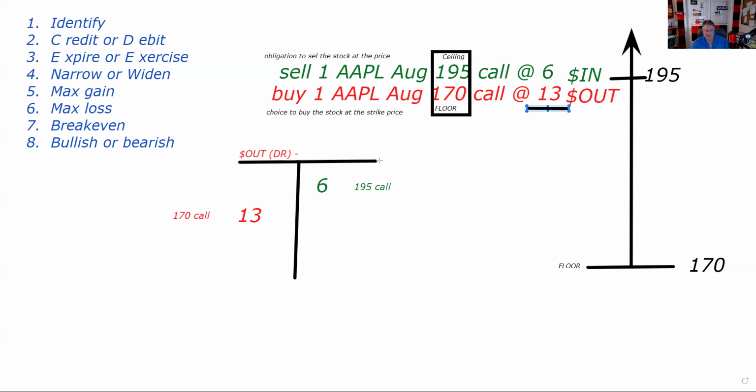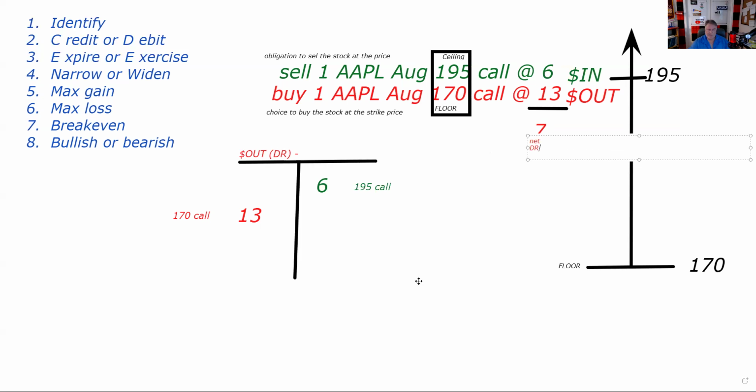And by lowering my out-of-pocket cost, I've done a couple things. I've lowered my amount of risk, and I've drawn the break even more to me. This is a debit spread of 7. So we'll put that there. We'll call that our net debit. Okay, so we've determined this is a debit spread.